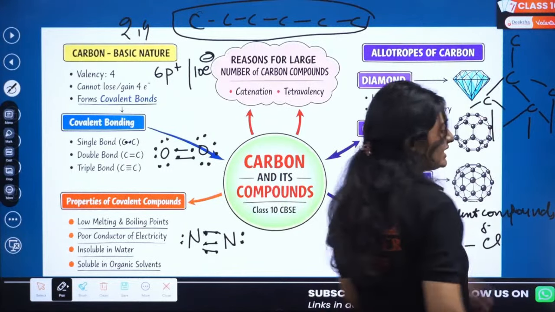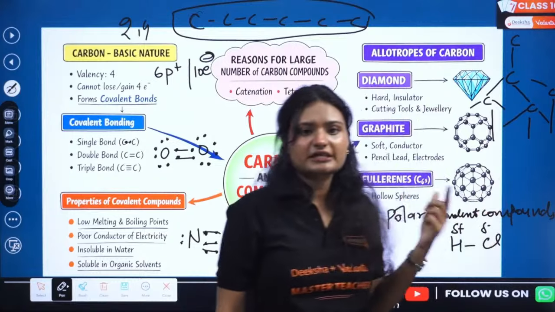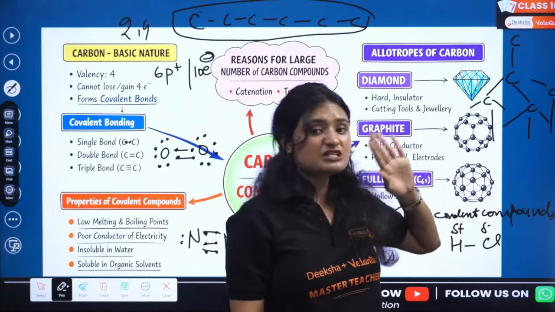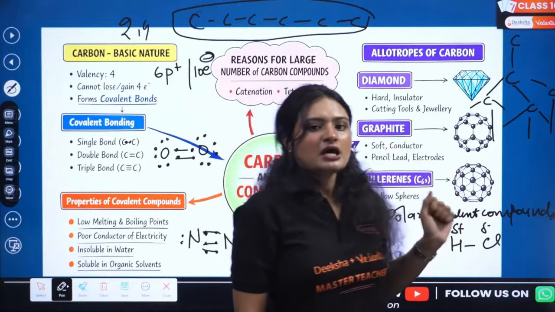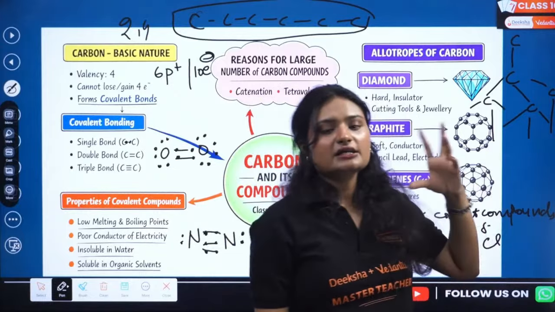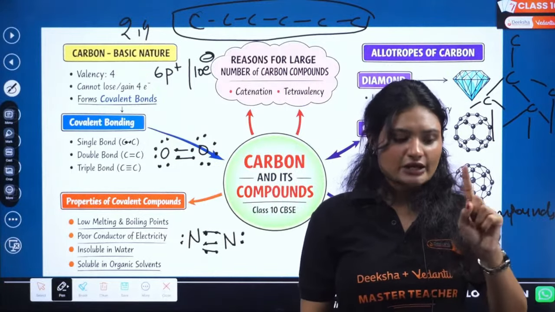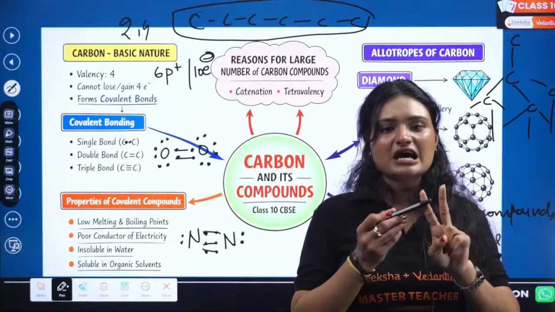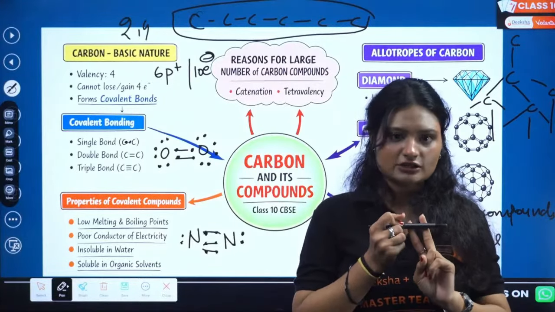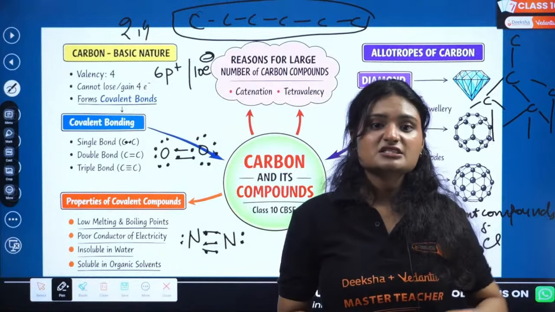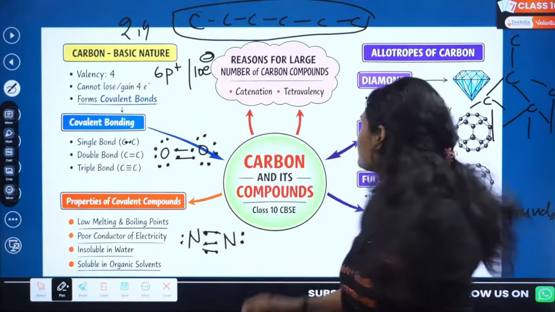Clear? Each carbon is tetravalent. Each carbon has its 4 valency complete. It is very hard and it does not conduct electricity. Why? Because it does not have free ions or free electrons for electricity conduction. But it is very hard because this exists in 3D.